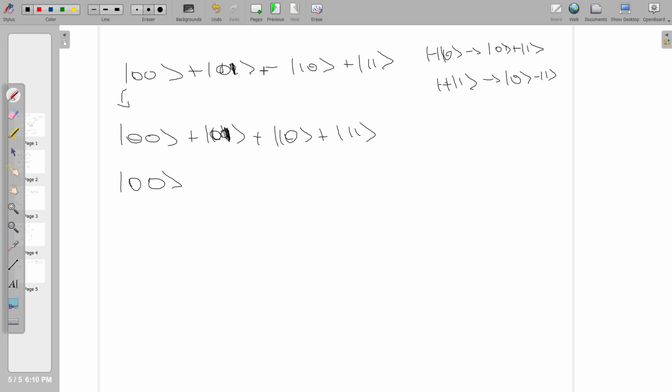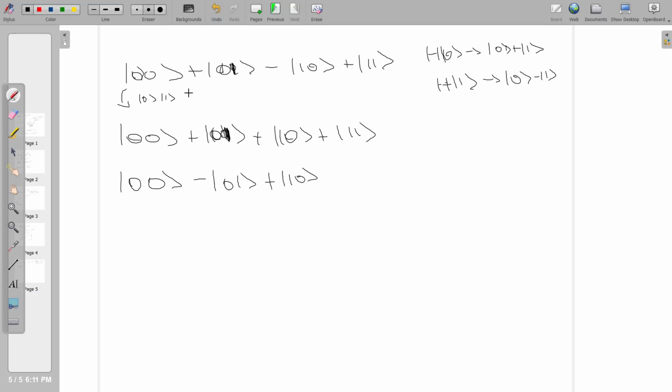Anything with a 1 in this second spot is getting flipped to a negative sign. So we can see that this second one maps to negative 0, 1, plus 1, 0. I'm not doing this fully out, but if I did, you could separate each of these. So this would be 0, or maybe this one's easier, 0, and then 1.